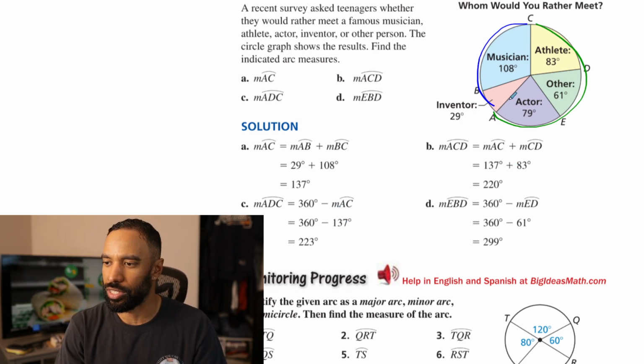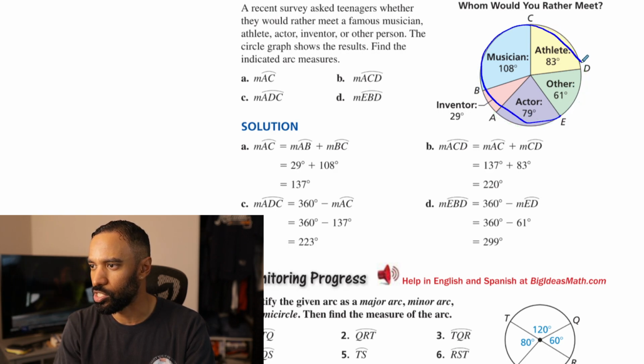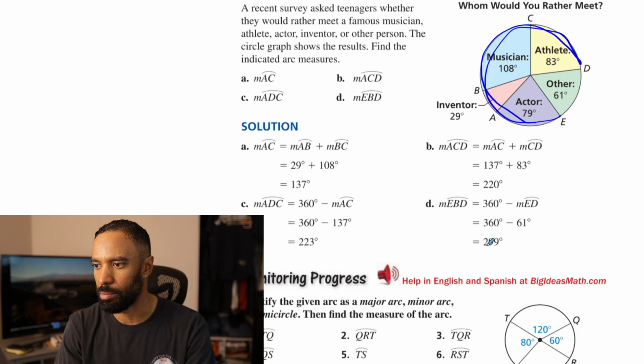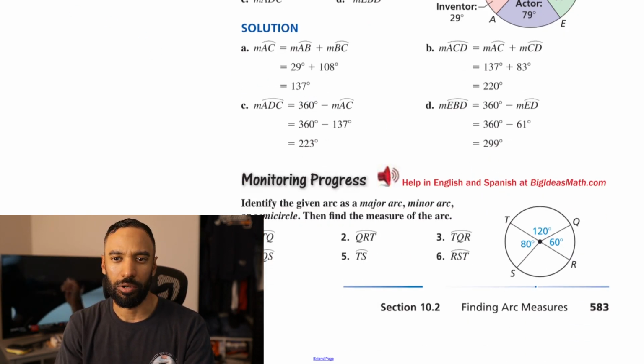And then lastly here, measure of arc EBD. EBD is this whole guy. It's just subtract 61 from 360 instead of adding all those ones up. And you do that, you get 199 degrees. Okay, so monitoring progress, we'll leave it be.